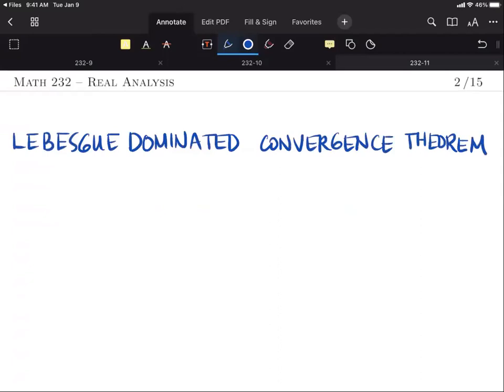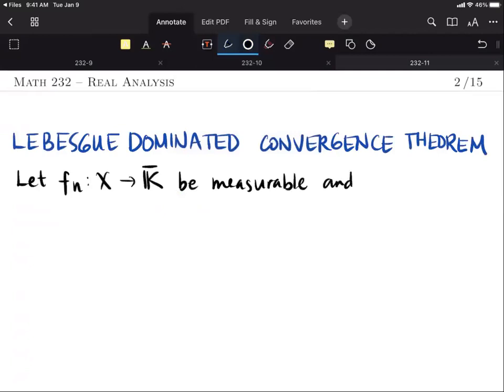which was obtained by the French mathematician Henri Lebesgue. So for this statement, let us consider a measurable function. It can be complex valued or extended real valued. And let G be Lebesgue integrable.